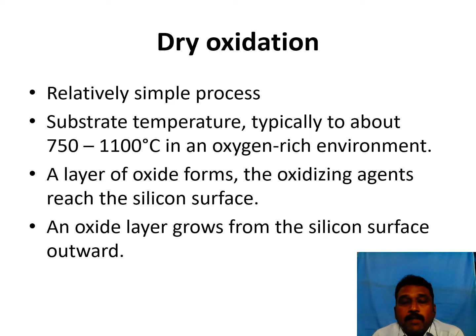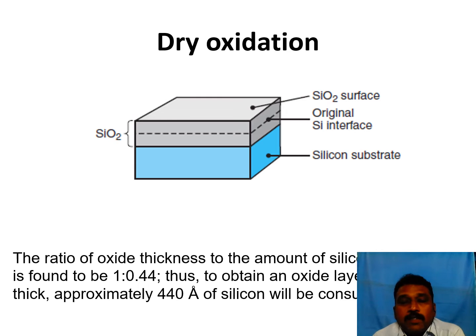As the name implies, the dry oxidation is carried out at some temperature. That is, the range of temperature is 750 to 1100 degrees Celsius in an oxygen-rich environment. So what will happen? Ultimately, an oxide layer will form, and then this oxide layer will grow from the silicon surface outward. That is, from the inner surface to the outer surface.